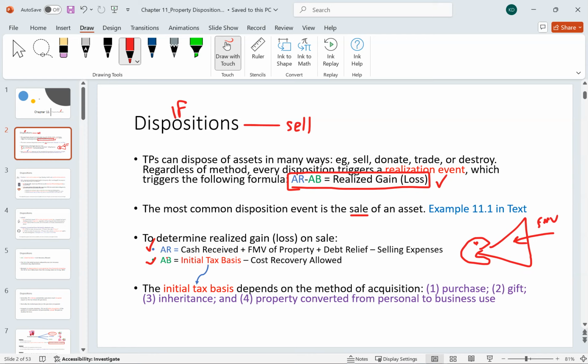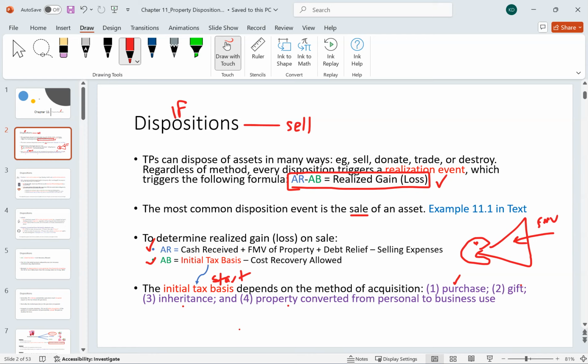You also have book basis, like how you carry things on your books and records. That's a different type of basis, but we're in tax land here. When we talk about the initial tax basis, what you start with, it really depends on how you acquired this asset. Most of the time, in the same way that most of the time you sell an asset, you're going to purchase it. We will see, however, there are other mechanisms.